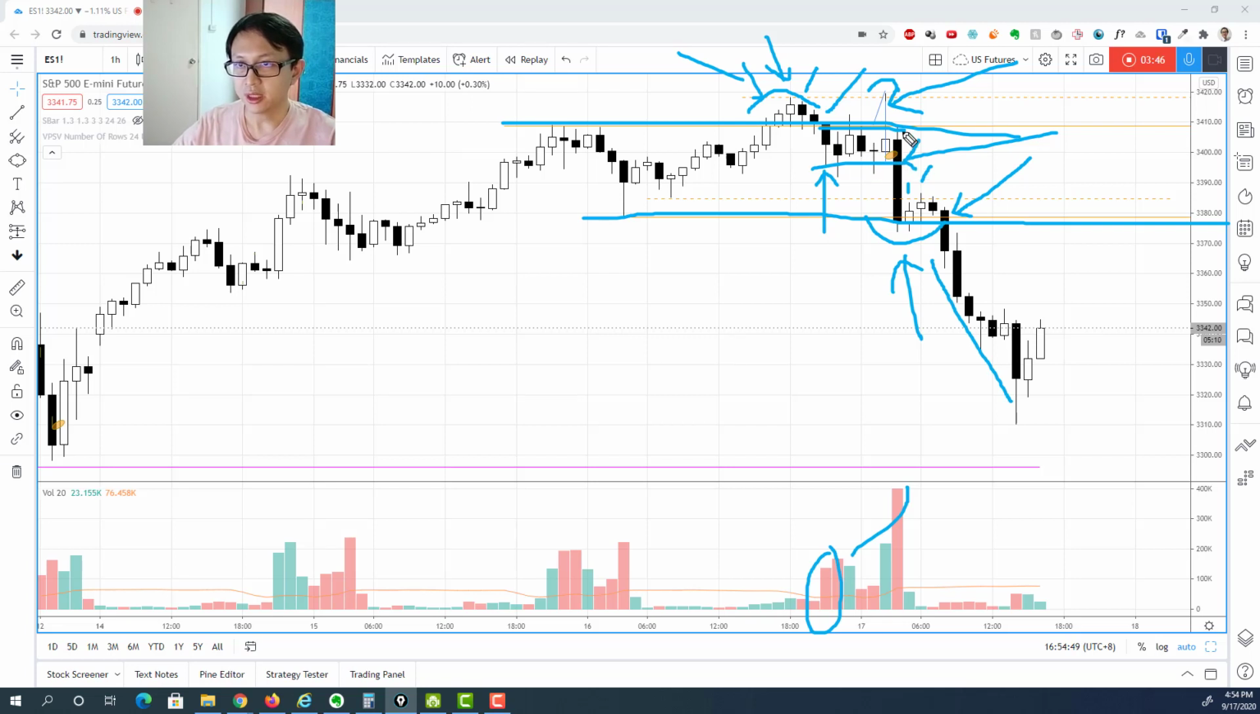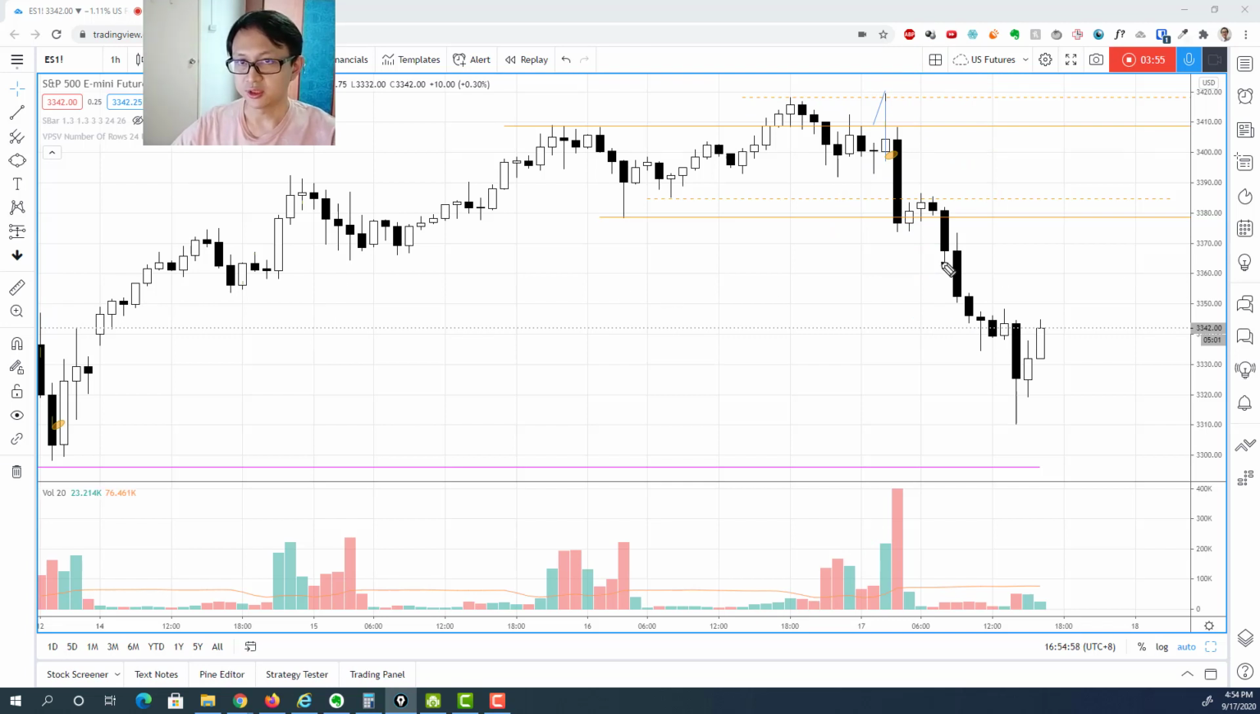And at 2 a.m. is the real action coming, followed by a sell-off at 3 a.m. here. So that's pretty much it for yesterday's action.